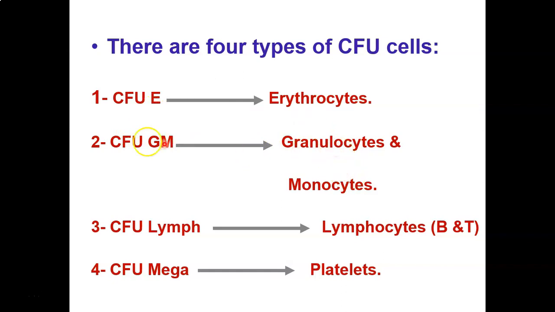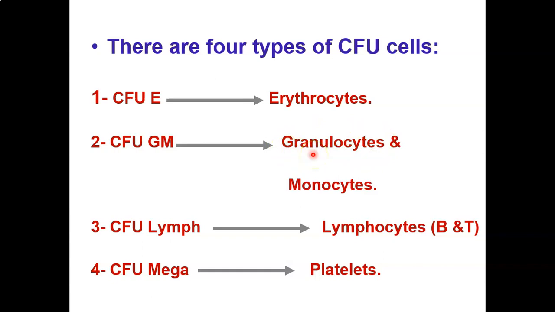The second colony-forming unit is called colony-forming unit GM, as it will give granulocytes and monocytes. The monocytes, all of you know the monocytes, which develop into macrophage in connective tissue. While the granulocytes are the leukocytes that contain granules.